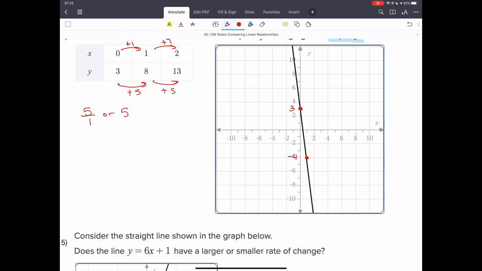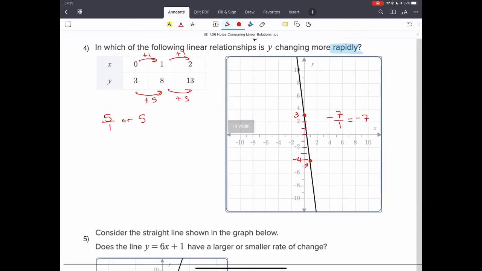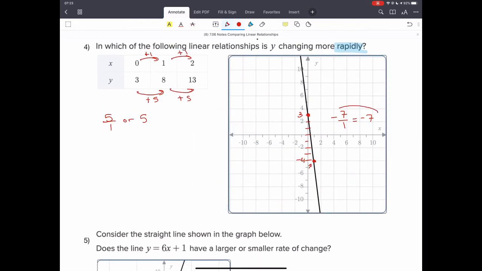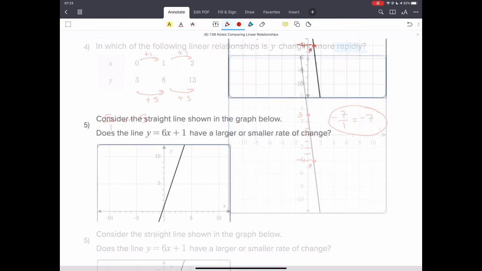So let's count the rate of change. We're going down 1, 2, 3, 4, 5, 6, 7 units, and then we're going to the right 1. So this has a rate of change of negative 7 over 1, which is negative 7. So which one is changing more rapidly? The graph. That has a steeper slope than the table.